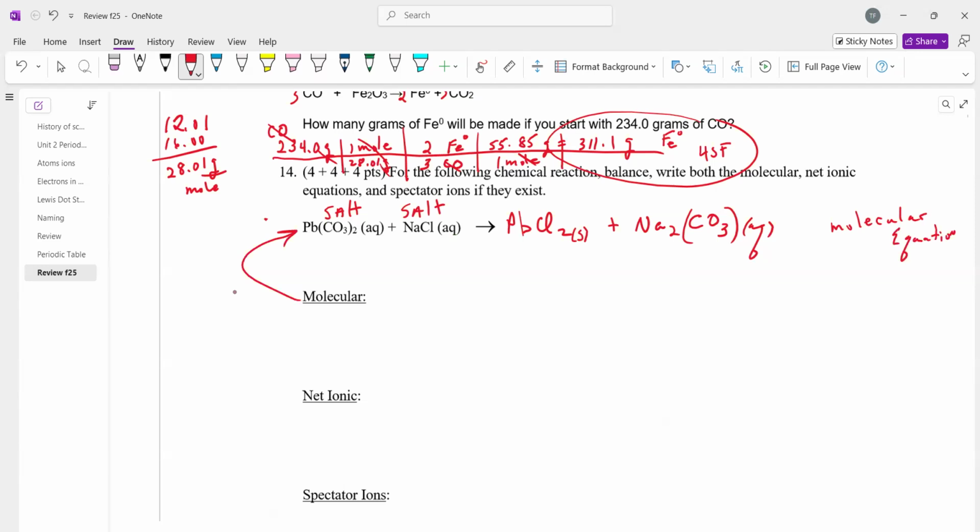Before we go on, is that equation balanced up there? No, it's not. To start with, we have two sodiums here, two sodiums there. We have two carbonates, two carbonates.